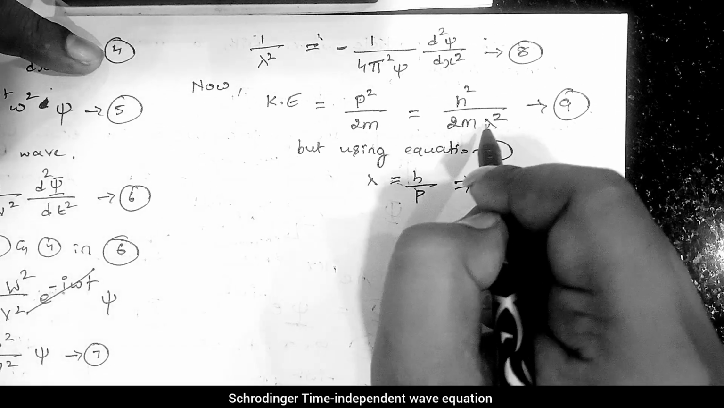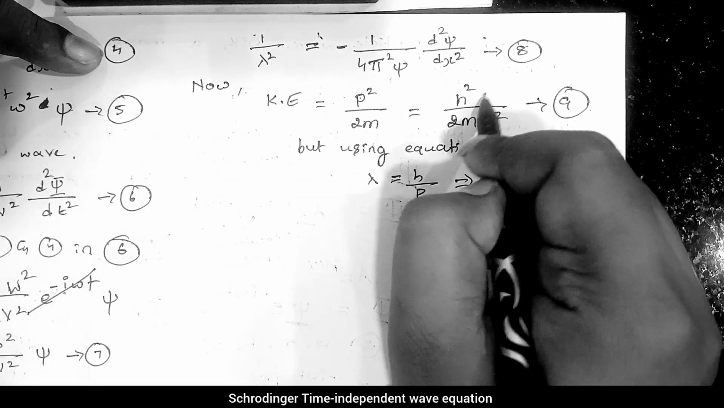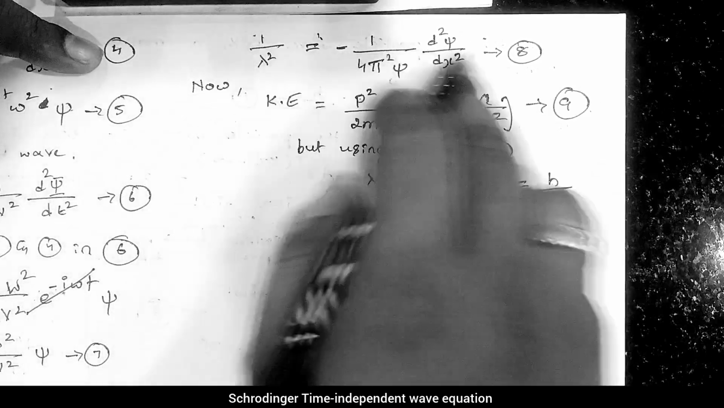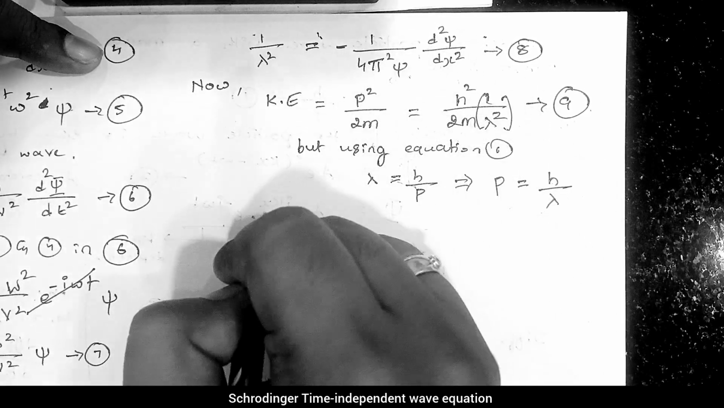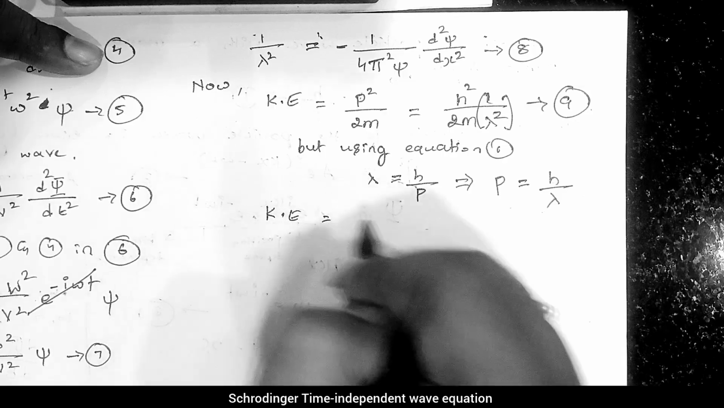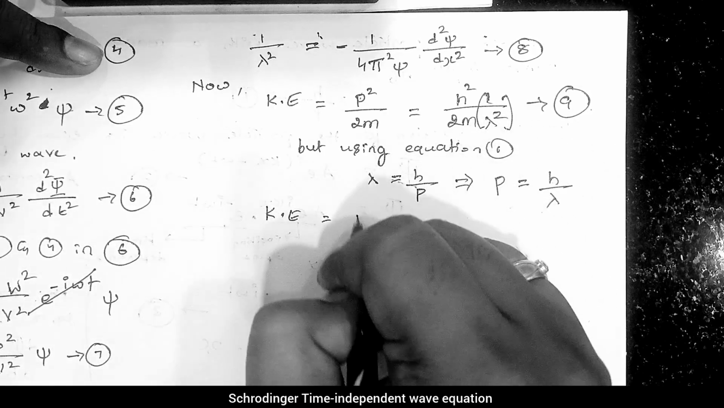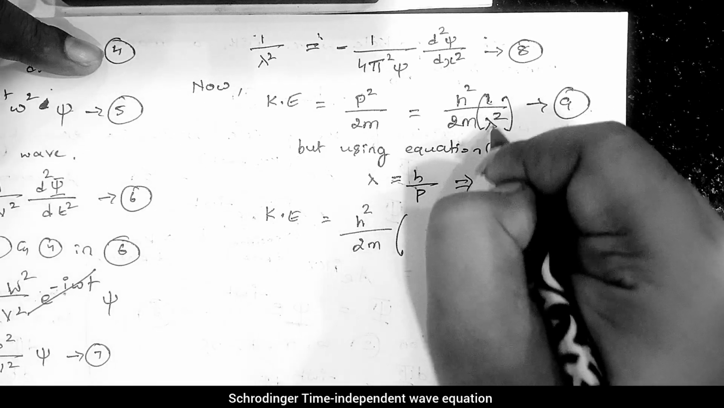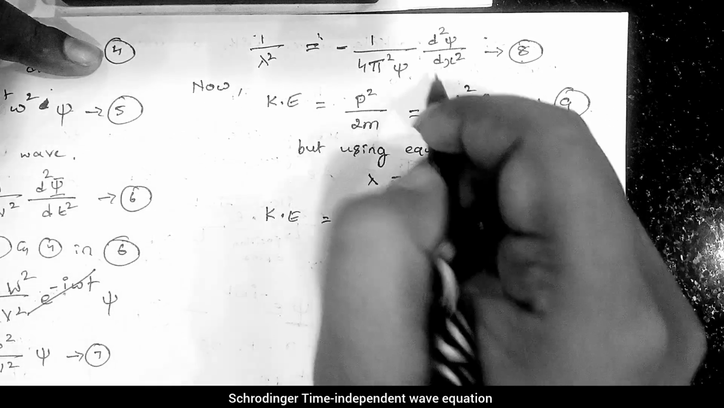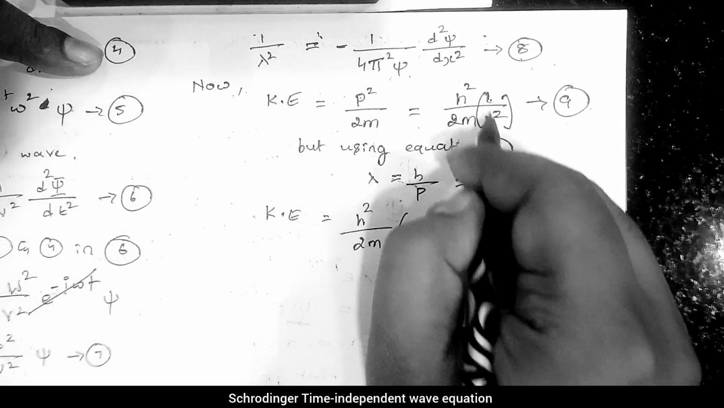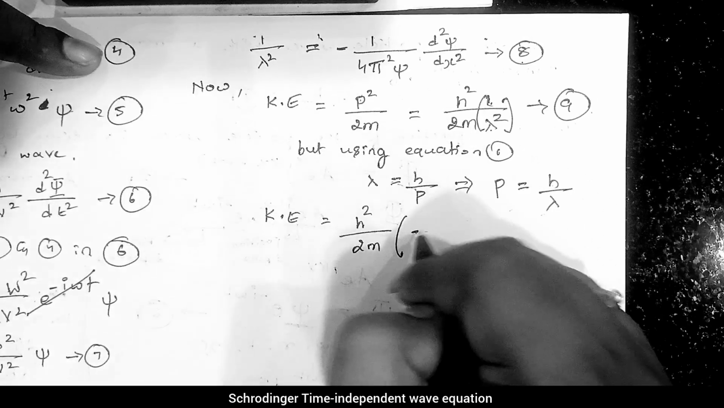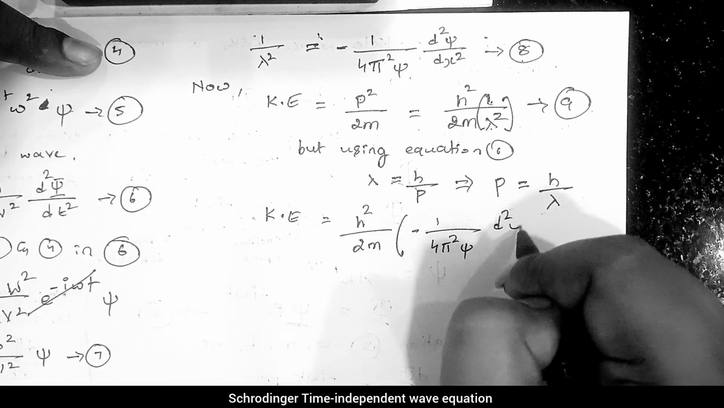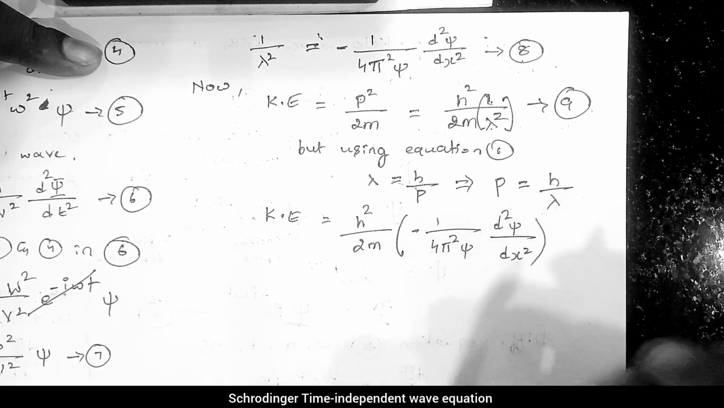And just see, there is a term called 1 divided by lambda square in the equation, which we already found. Just we will be applying that equation here. So kinetic energy can be given by h square divided by 2m, keep it as it is, and in the place of 1 divided by lambda square you apply minus of 1 divided by 4 pi square into psi d square psi divided by dx square.